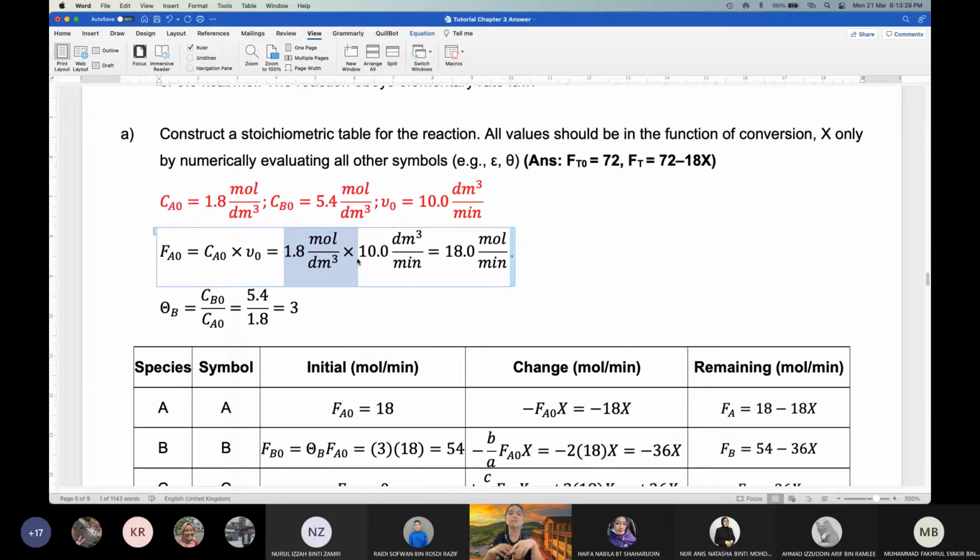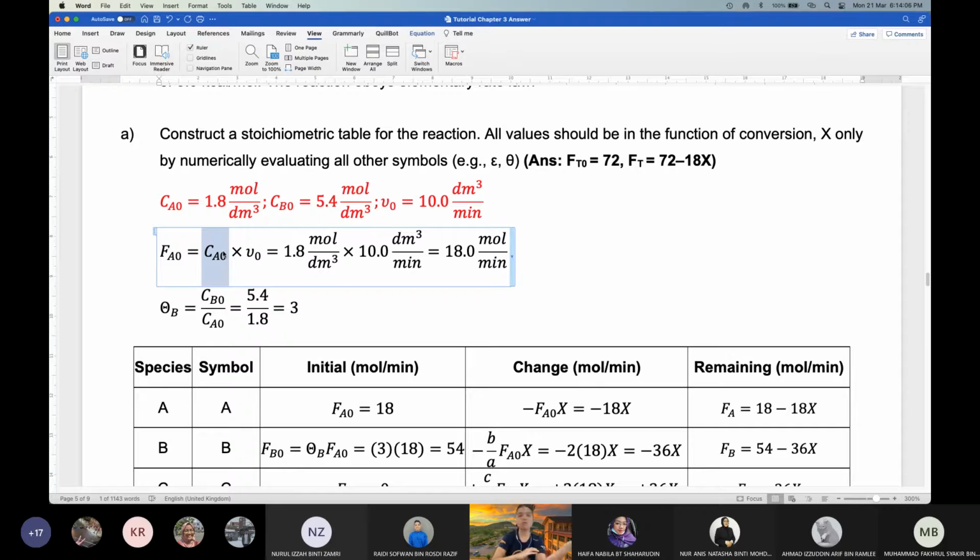So again, if you are not sure whether to multiply or divide, you just do unit cancellation. That is the easiest way. If you realize in this question, I can cancel my unit dm cube. I have 1 dm cube at the bottom, 1 dm cube at the top. I can cancel. I'm left with mole per minute. So mole per minute, its dimension is mole per time, molar flow rate. So most likely the value you calculated is the molar flow rate. So you get 18 mole per minute. But don't forget, you must multiply CA naught. Okay, it gives us CA naught, it gives us CB naught.